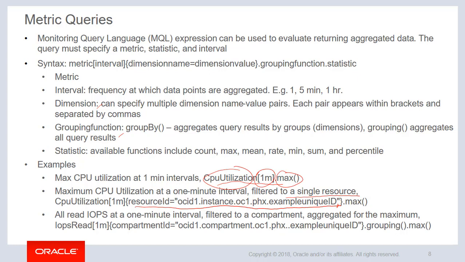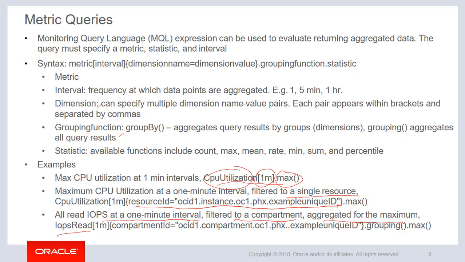If I want to do, for example, all read IOPS, if I have multiple disks at 1 minute interval, filtered to a compartment, but then aggregated for the maximum IOPS read, right? So now I want across all my disks what is my IOPS, because typically that's how you would get to a specific number of IOPS. You would run a RAID 0 and you would get IOPS across all your disks.